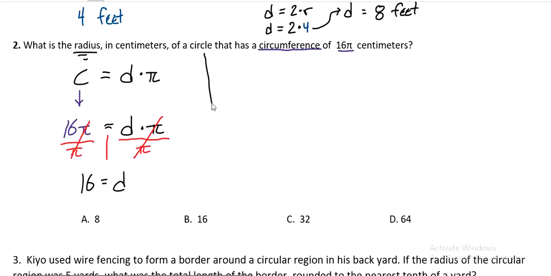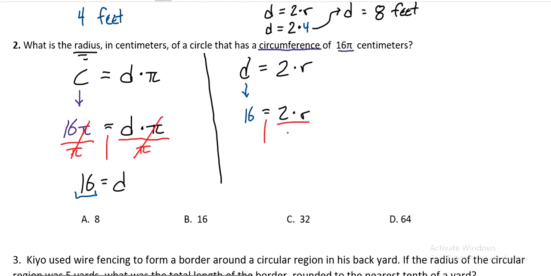So we have to remember that d equals 2 times r, which is radius. If the diameter is 16, we would put 16 here. 16 equals 2 times r. We want to find out what the radius is, so we'll get r all by itself. We'll do that by dividing by 2. And we find out that 8 equals r. So the radius is 8.